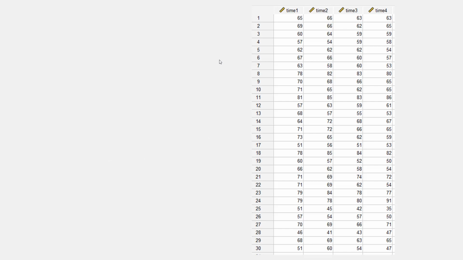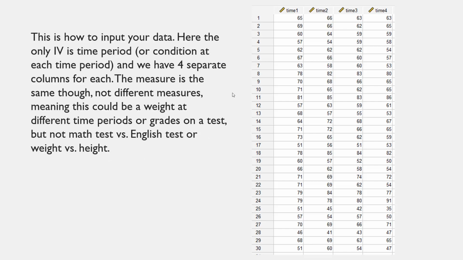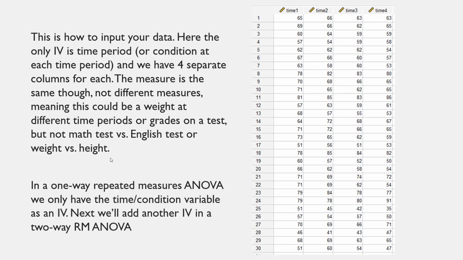All right, here's a screenshot from SPSS. This is how you would input your data. Here, the only independent variable is time period or condition at each time period, and we have 4 separate columns for each. The measures are the same, though. The measure is the same at each time period, not different measures, meaning this could be weight at different time periods or grades on a test, but not math versus English test unless those are on the same scale, or you couldn't do weight versus height.